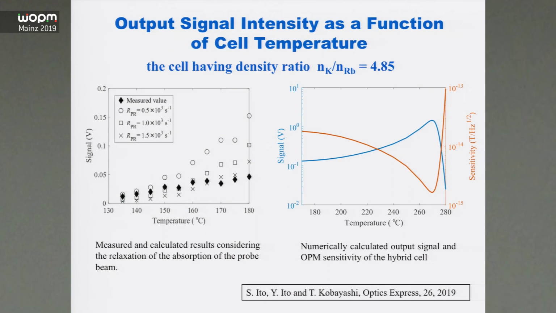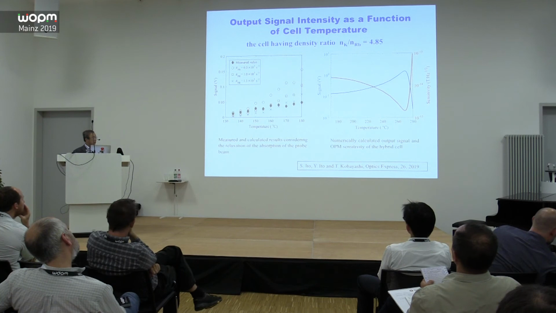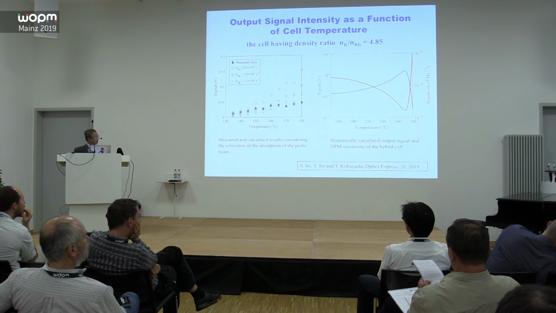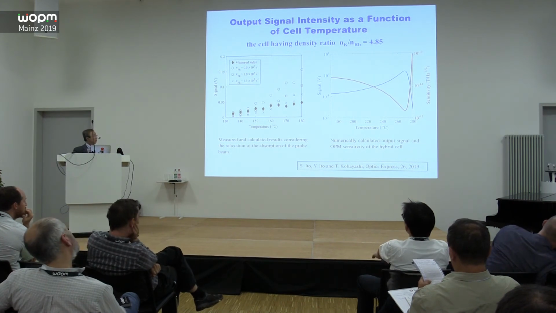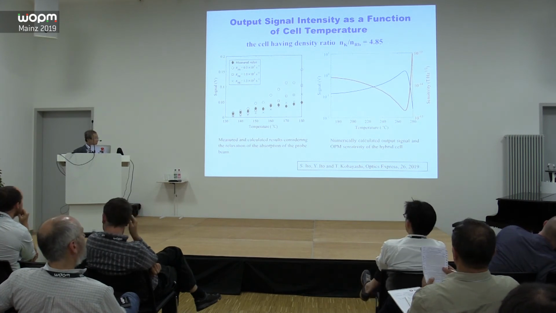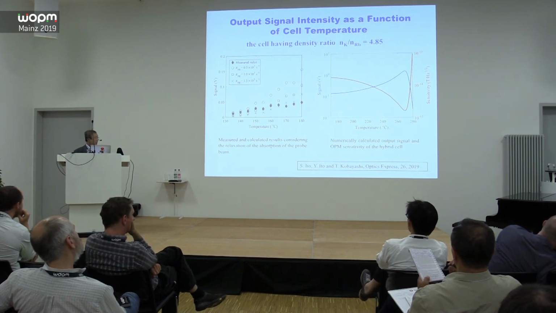When the temperature of the cell increases, the sensitivity also increases, but if the temperature is too high, the sensitivity goes down, so there is an optimum temperature. In this case, the density ratio of potassium and rubidium was 4.885. By the simulation, we can tell the sensitivity will be 1.6 femtotesla at around 270 degrees Celsius.